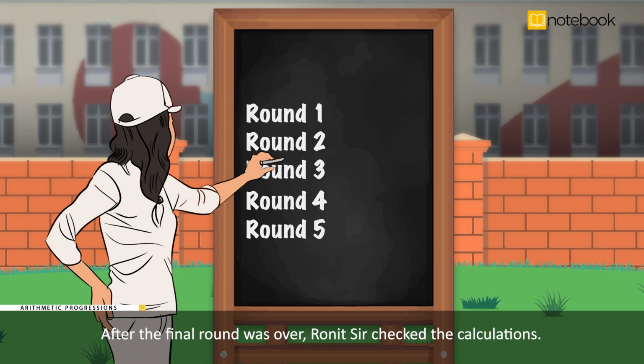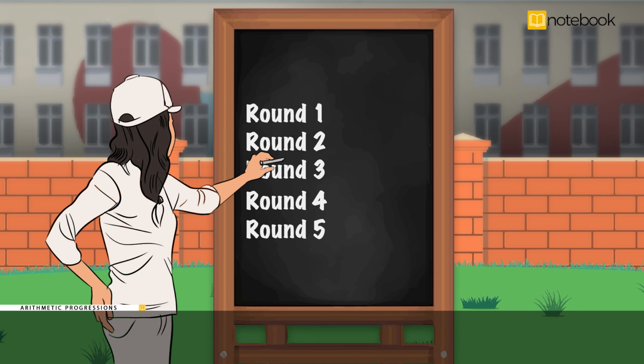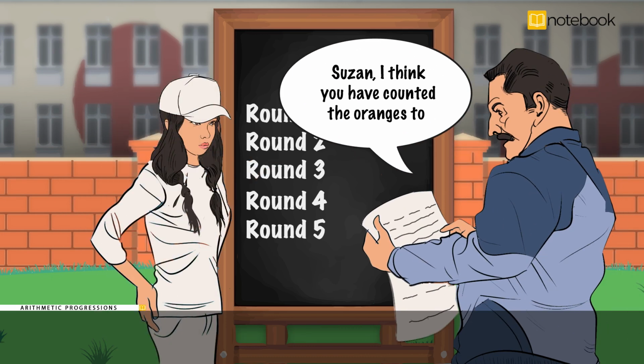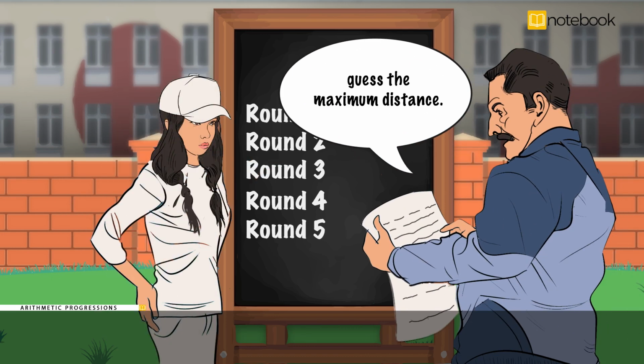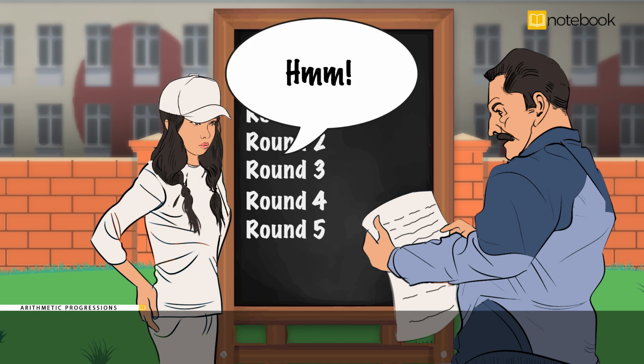After the final round was over, Ronit sir checked the calculations. Susan, I think you have counted the oranges to guess the maximum distance. But you should have used arithmetic progressions. I counted a number of oranges. But what is arithmetic progression and how to use it here? And that brings us to the very first session on arithmetic progression.